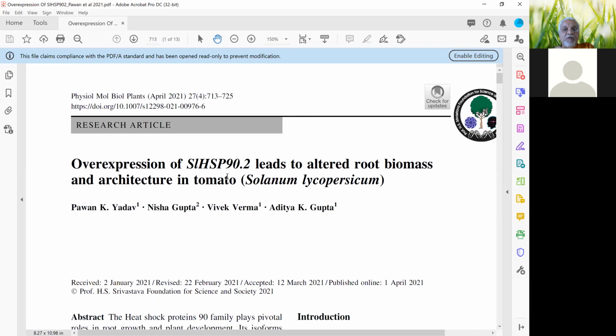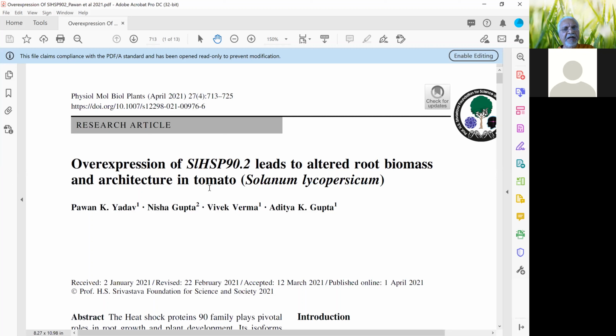What this title is trying to say is that the overexpression of this gene leads to altered root biomass and architecture. So not only transgenically, but otherwise also, if you have different cultivars and you just use it as a biomarker and look at the gene expression profile, you will know.